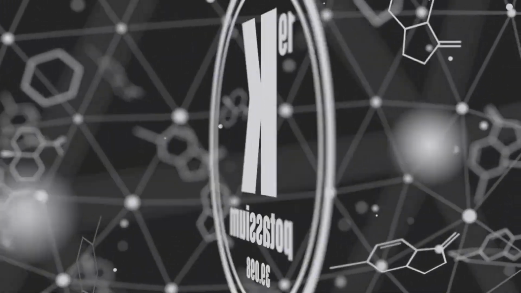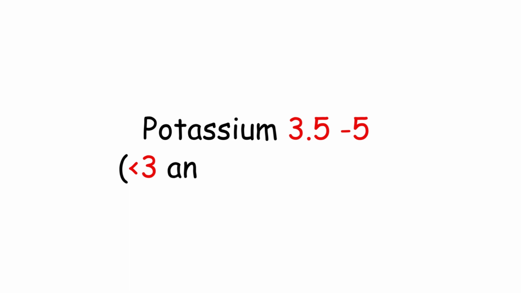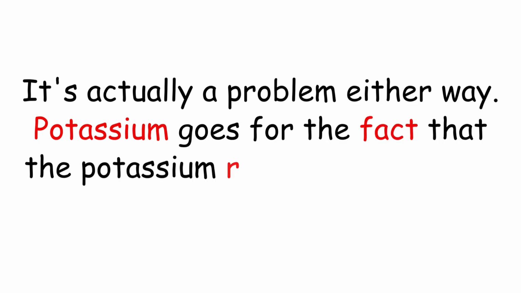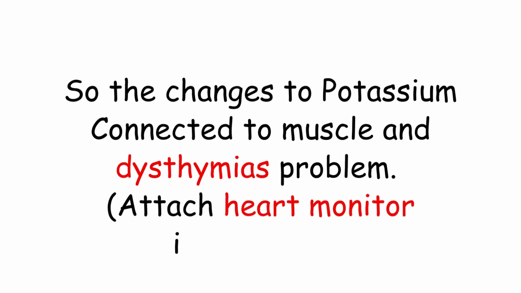So another important one is potassium. Potassium ranges from 3.5 to 5. If potassium is less than 3 or more than 6, it's actually a problem. Either way potassium goes, for the fact that the potassium range is not normal, it's a problem. The changes in potassium are related to muscle and dysrhythmias. So if someone's potassium is low, you want to put a heart monitor on immediately.